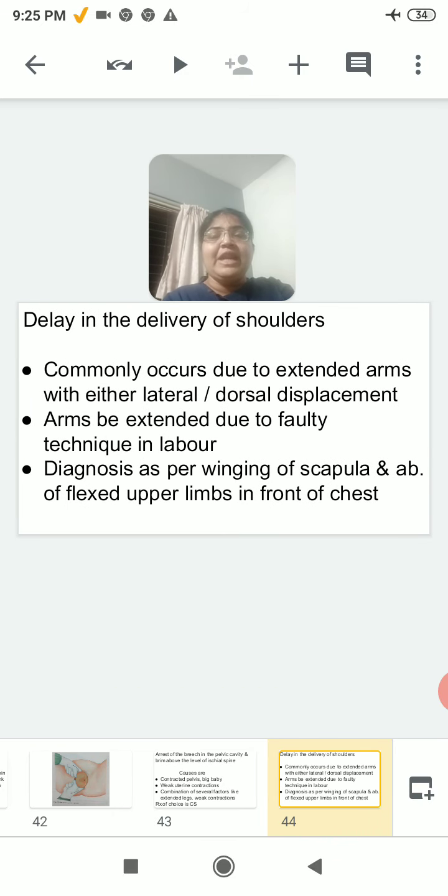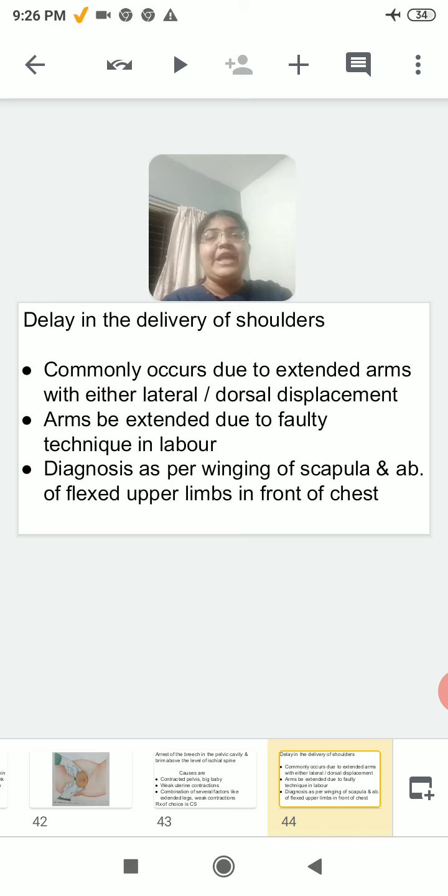Thirdly is delivery of the shoulders. That is the second part of abnormal and complicated breech labor. It commonly occurs due to extended arms with either lateral or dorsal displacement. This is because the management is not done properly, and traction is wrongly done. This will cause dorsal displacement. The arms become extended due to faulty technique in labor. I told you, because of the faulty technique and wrong management, the arms get extended.